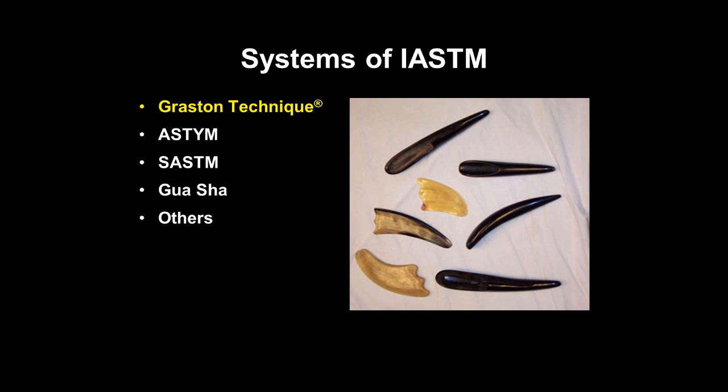This next slide shows some of the different systems. Probably the oldest system of instrument assist are the gua sha instruments, which are shown on the picture on this slide. The Graston technique is one of the oldest systems itself. We've been offering training since the latter part of the 1980s, 1990s, and we've just seen a tremendous growth in the interest and participation in our seminars. And I hope to present a little bit more evidence as to why that is so.